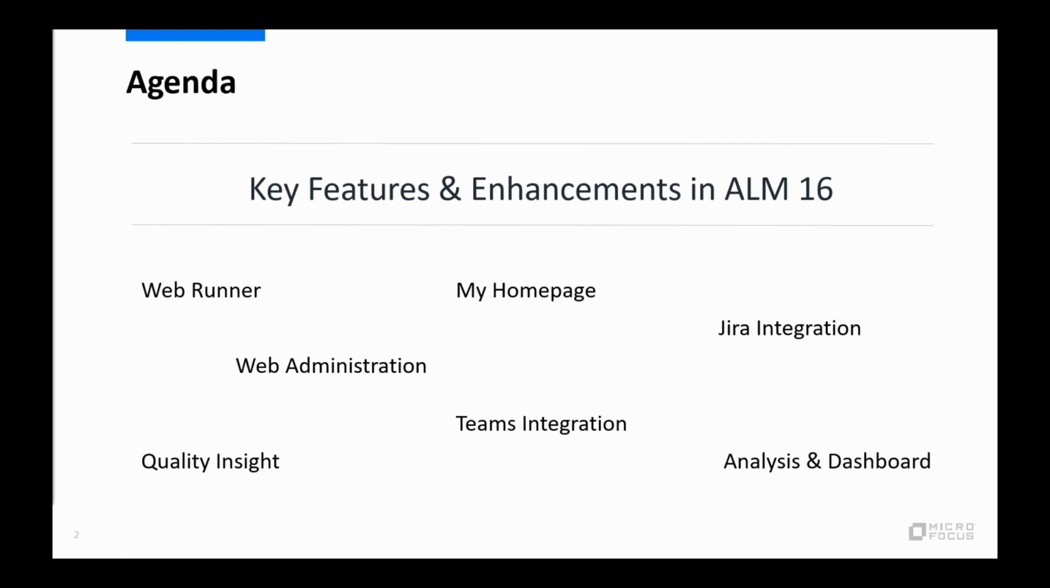So in this session, let's look at the enhancements in WebRunner with a new module added to it, in My Home page with a new tab added, and new graph types that have been added for the analysis and dashboard module. Along with this, we can see new features like web administration, the most awaited Teams integration, a new plugin for Jira integration, and quality insight for executive reporting. Right, let's begin with WebRunner.